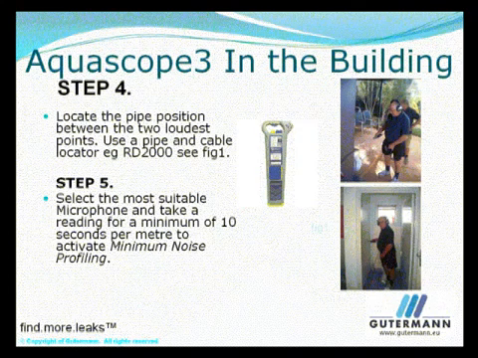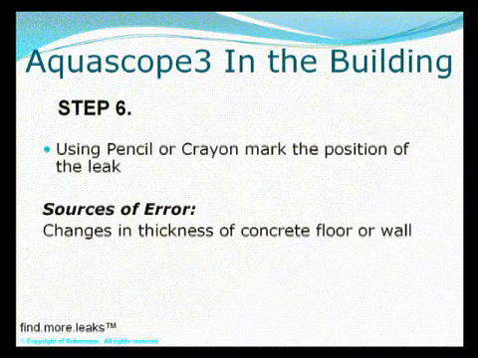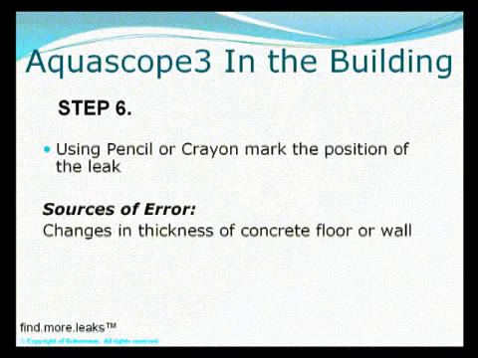Follow the path of the pipe you've located with the tripod foot, taking readings for about 20 seconds every 500 millimeters to pinpoint the position with the loudest leak noise. Perform a circular check to confirm the leak position by taking additional readings around your leak position to confirm they are all quieter than your leak reading.